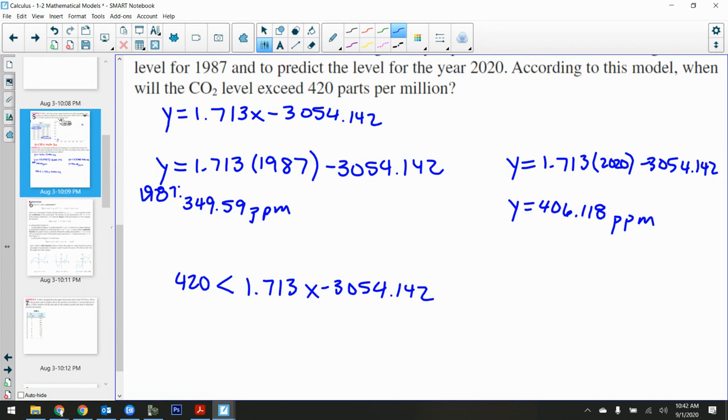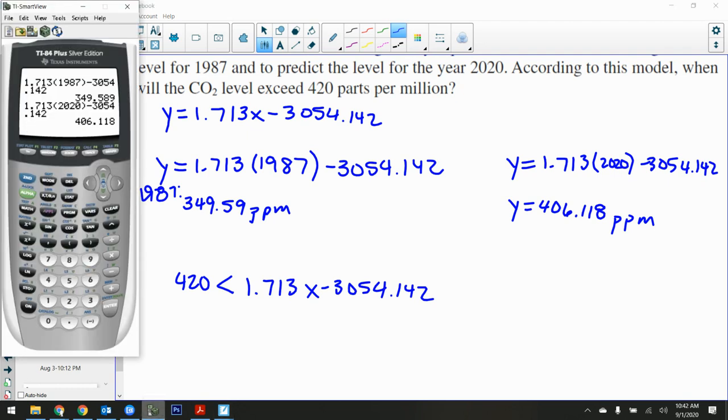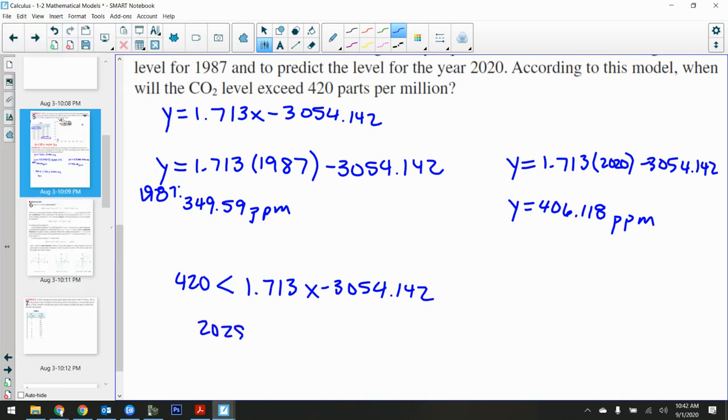Because when it says when is it going to exceed, that's implying an inequality. So I would add the 3054 over: 420 plus 3054.142, there we go. And now I'm going to divide by 1.713. That gives 2028.104 greater than x. Oh, I'm sorry, x is greater than that. Okay, so that means in the year 2029, right? We're going for the nearest whole year, rounding up on that one. 2029, in the 2029 year.